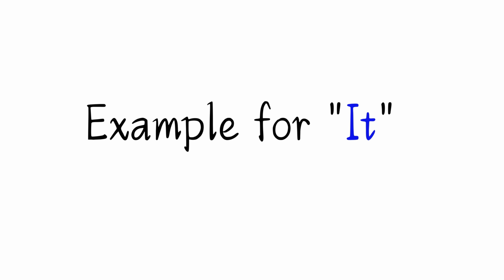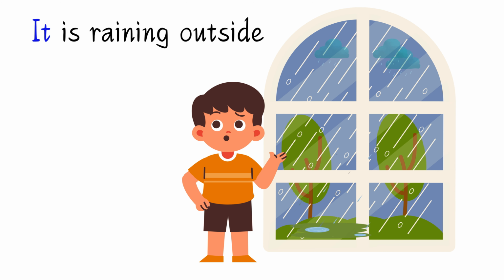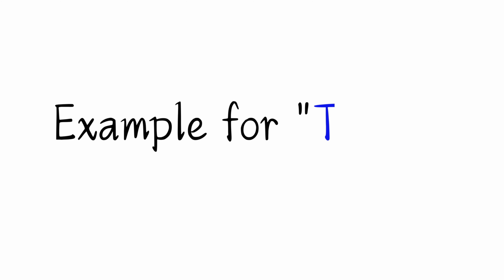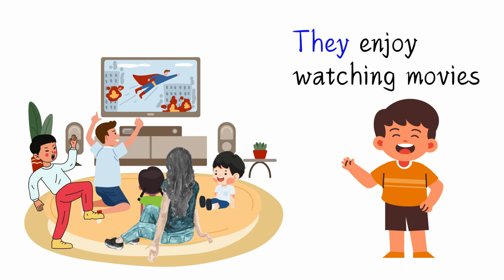Example for it: It is raining outside. Example for we: We are going to the park. Example for they: They enjoy watching movies.